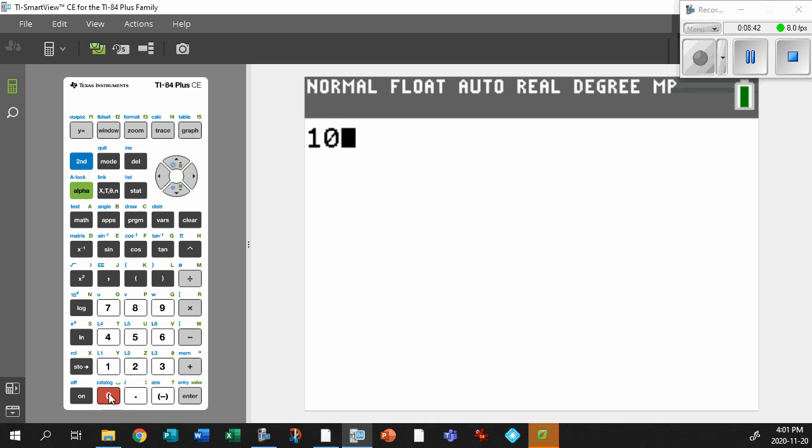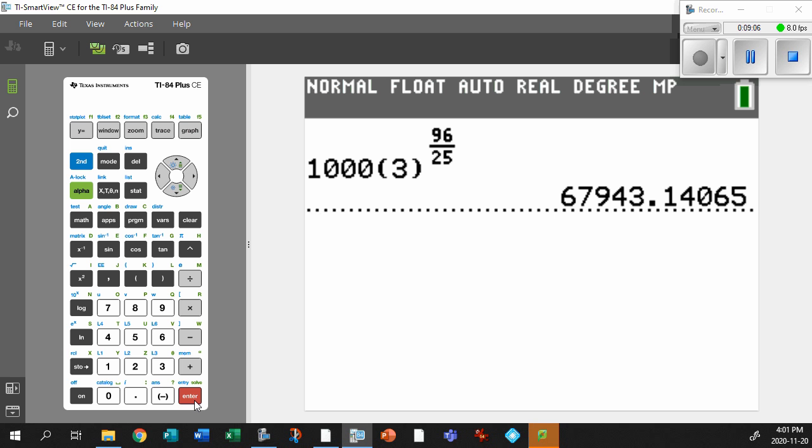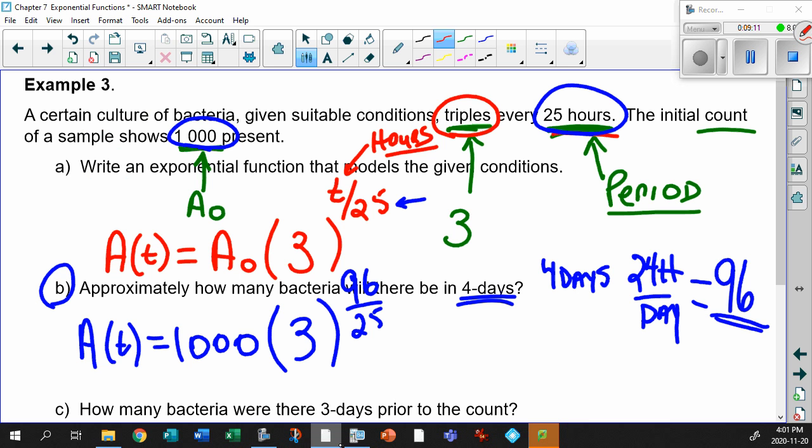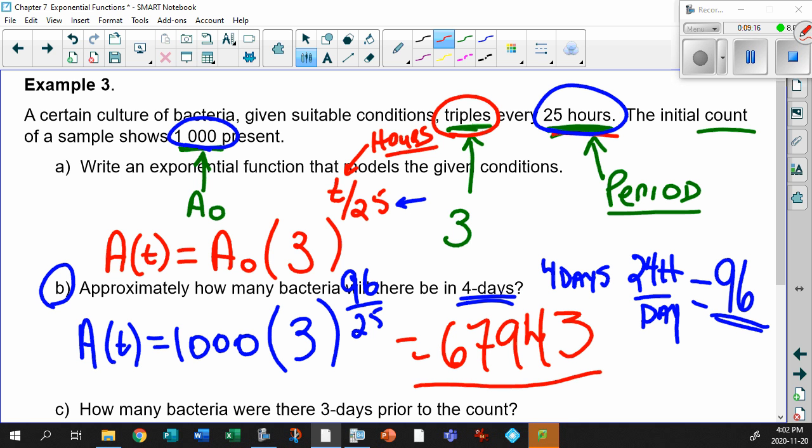There's 1,000. Okay. Bracket. There's your tripling to the power of, oh boy, guess what? It's a fraction. So put it in as a fraction. There we go. Of 96 hours. And your period is triples every 25. For a total here of 67,943. That's how many bacteria you're going to have in 4 days.